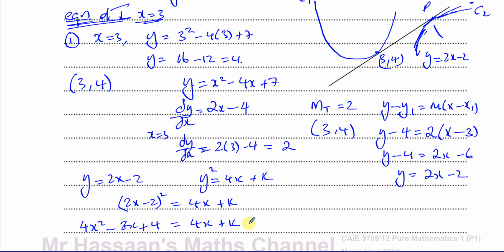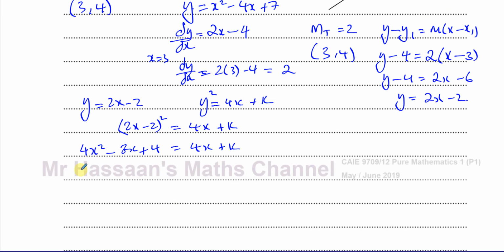So we can bring the like terms to one side. So you have 4x squared minus 8x minus 4x is minus 12x, and 4 minus k, well, you have 4 minus k equals 0. Okay, so you have 4x squared minus 12x plus 4 minus k equals 0.